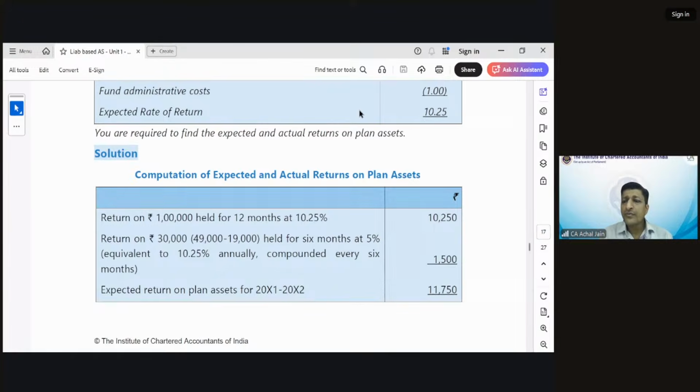Now, moving further, I'll move on to the next part. We now need to compute actual return on the plan asset.